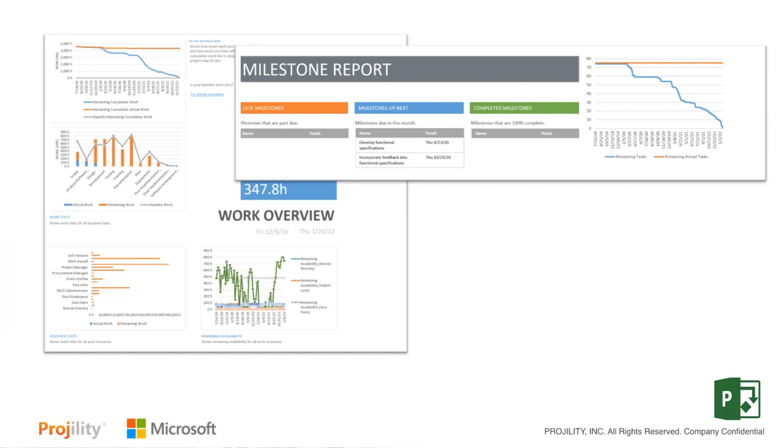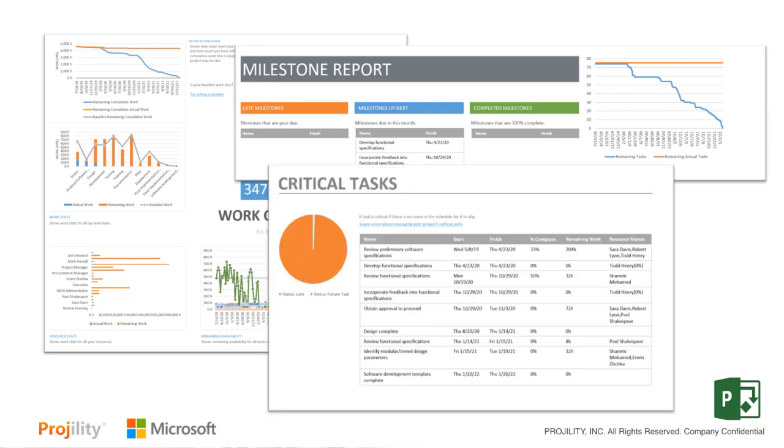We can generate milestone reports that show us on this project what's late, what's up next, and what's been completed, and a burn down on those milestones to see how many hours each milestone took. We can also generate reports on critical tasks. So anything that's on our critical path, we can start looking at those activities, their start and finish dates, how far along they are, the remaining work, and then who's assigned to it.